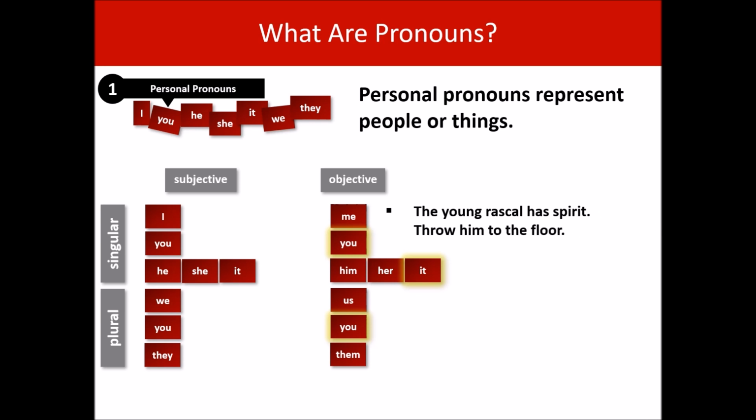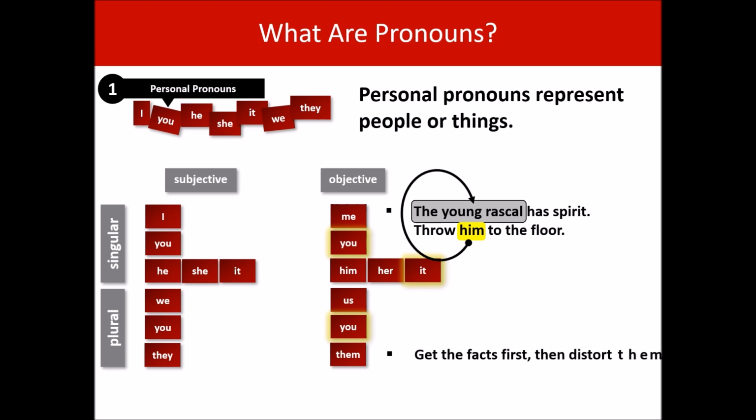The young rascal has spirit. Throw him to the floor. Him is the objective personal pronoun, and the antecedent is the young rascal. The word him is not the subject, therefore we have to use the objective version.